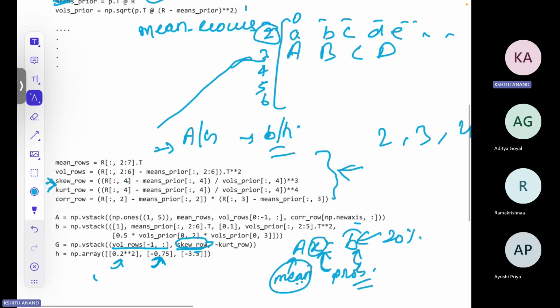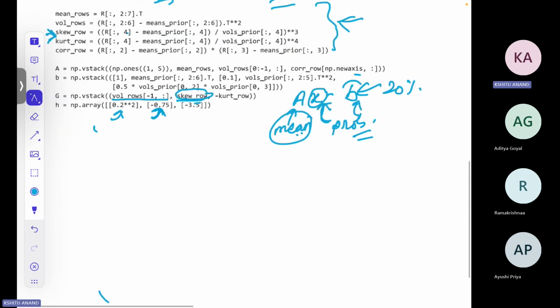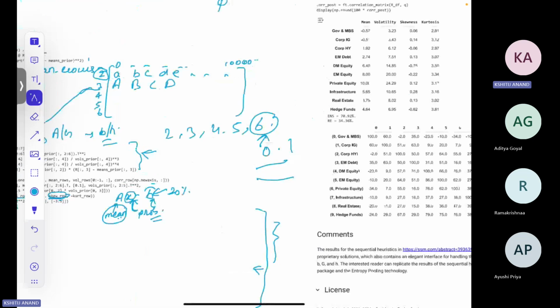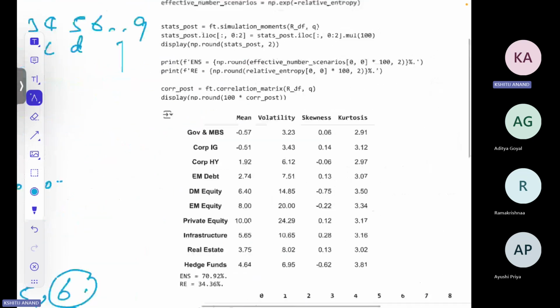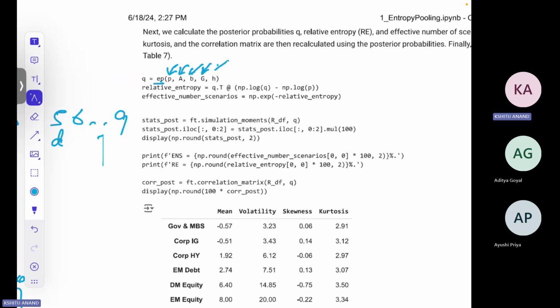Any doubt? Now, just one last section. There will be several matrices X that satisfy the views, but there will be one X which gives you the minimum entropy, right? We have discussed it in detail over here. So this is the entropy pooling function. You supply the earlier probability distribution P, you supply A, B, G, and H, and as the result you get a matrix Q, which is your posterior distribution.